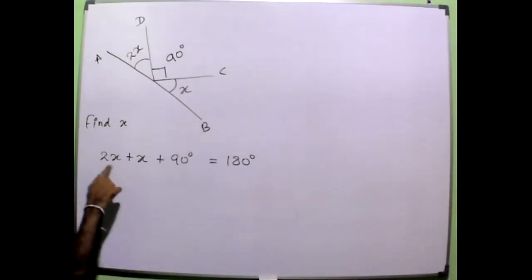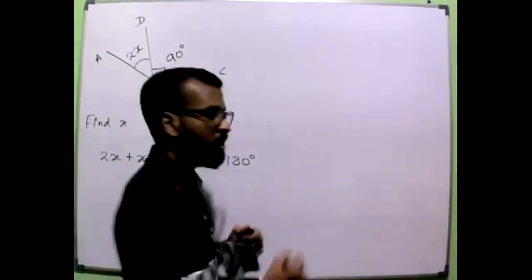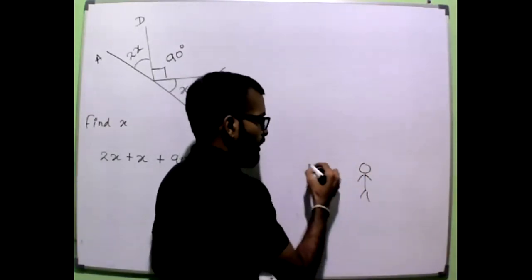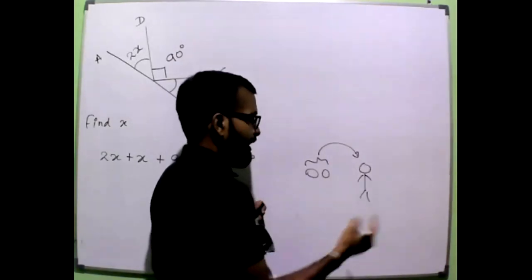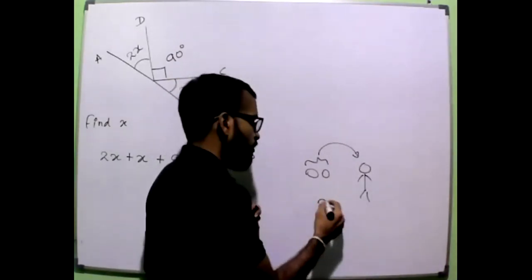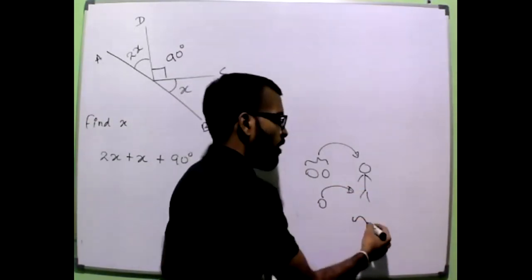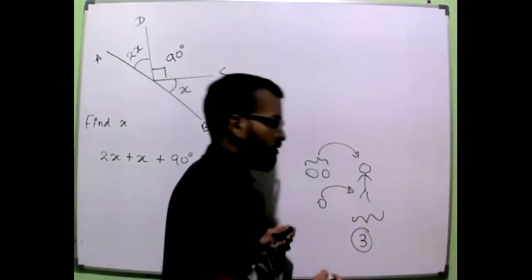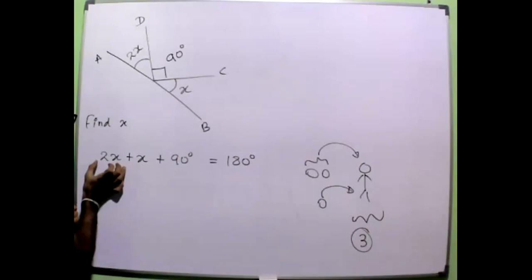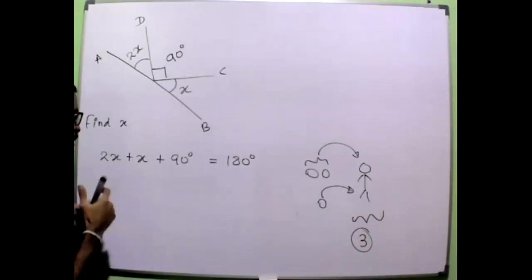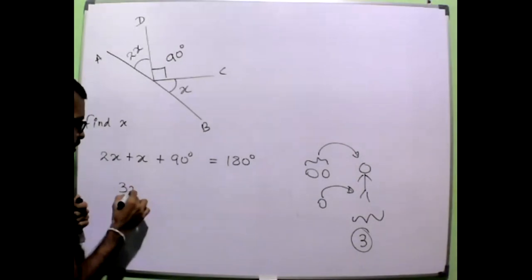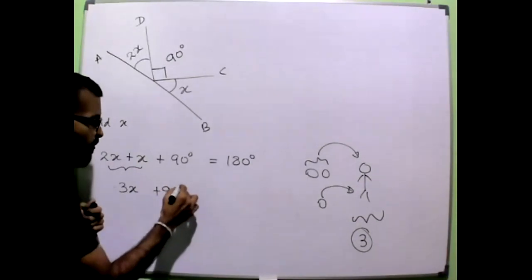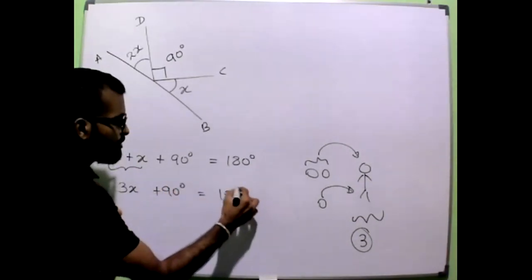Similar terms, 2x plus x. That means I will give you two oranges. And later, after a few more minutes, I will give you another orange. Now, in total, how many oranges do you have? 3 oranges, right? 2 oranges plus 1 orange is 3 oranges. That means 3x plus 90 equals 180 degrees.